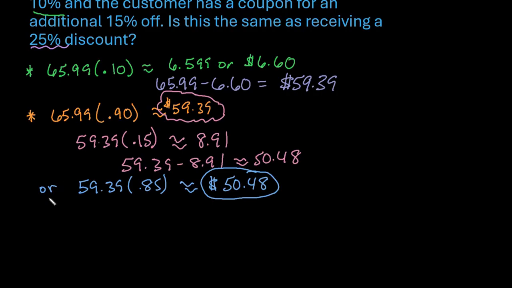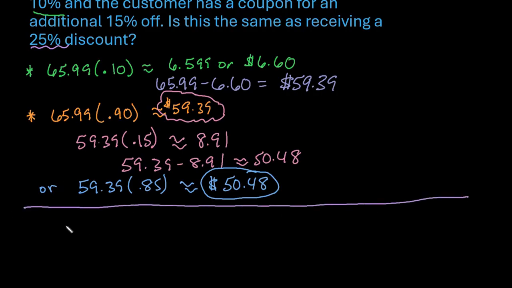The question that was asked: is this the same as just receiving a 25% discount? So is it possible to add the 10 and the 15% first? Now let's look at what would happen if we got a 25% discount. We would take 25% and multiply it by the original price of $65.99, and we end up with approximately $16.50. So this would be the discount.